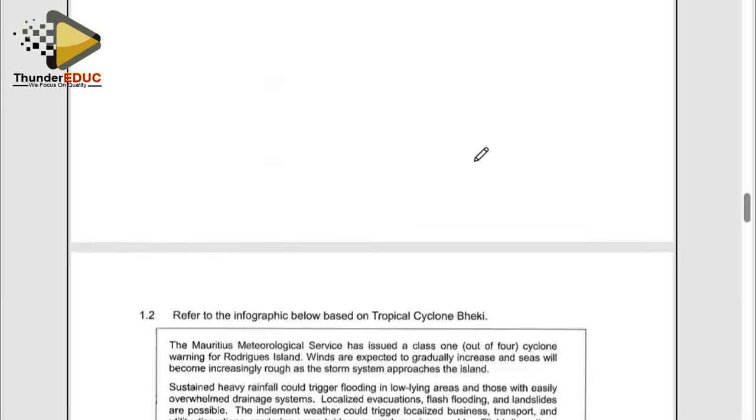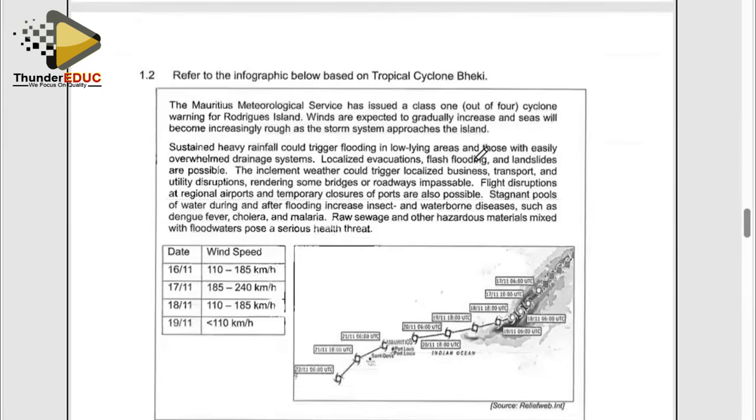Right, that takes us to the end of the first part. Let's go to the next question. This question is based on tropical cyclone Bheki. I'll just try to explain in simple ideas the process of the formation and also how tropical cyclones are realized on a geographical scale.